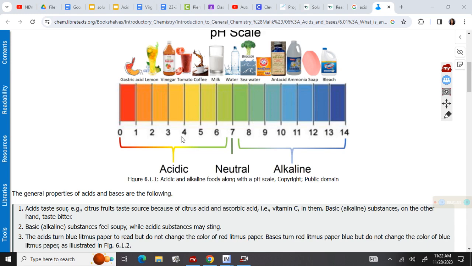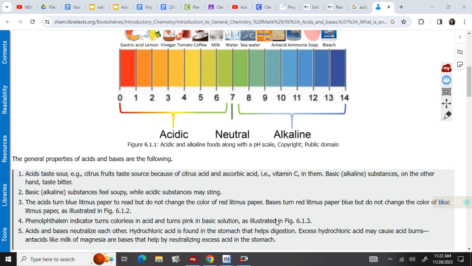Basic substances like soap and cleaners are going to feel like soap. I know it says soapy, but we think soap is slippery. They taste bitter, and they may sting or burn if you were to put them on a cut. Think of putting a cleaner on a hand that's been cut.